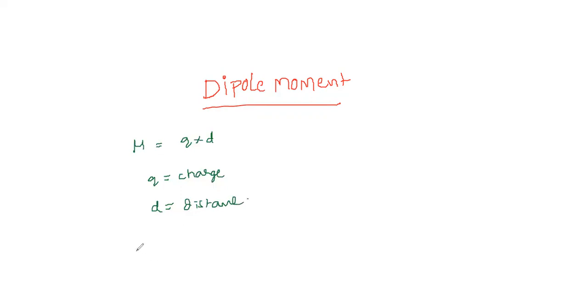Always, dipole moment is a vector. Because it is a vector, you always have to show the dipole moment with a crossed arrow. This is a crossed arrow. This arrow always starts from the less electronegative element and points to the more electronegative element. This way you can easily find the dipole moment.